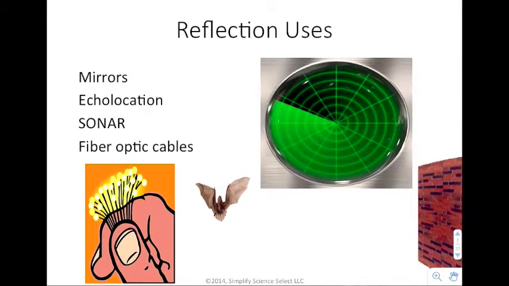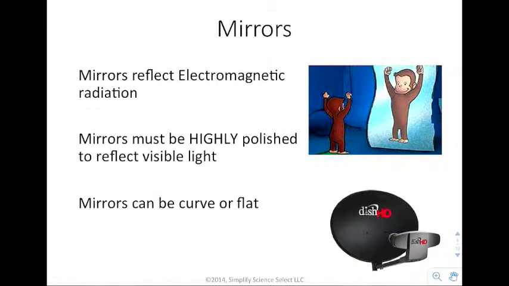Okay, there are lots of uses for reflection, including some that you use every day, like mirrors. And some that you don't see as often, which is echolocation, that's what bats use, sonar, and fiber optic cables. Fiber optic cables are what we actually use to produce really fast internet. Mirrors actually reflect electromagnetic radiation, not specifically only visible light. You can have a mirror be a curved mirror or a flat mirror. In both cases, you see these mirrors are curved.